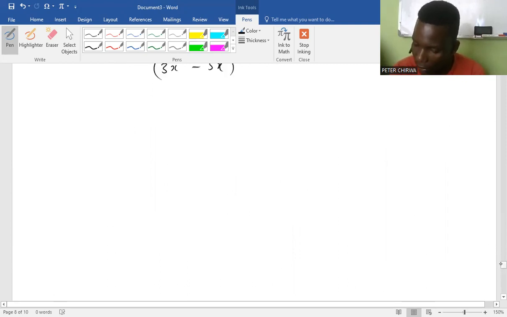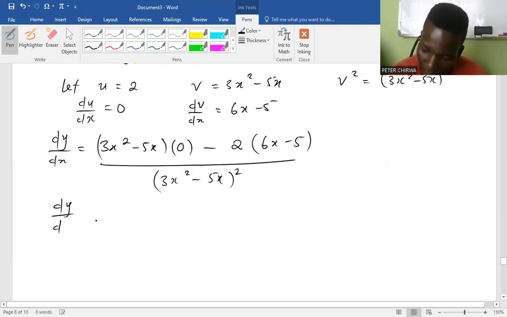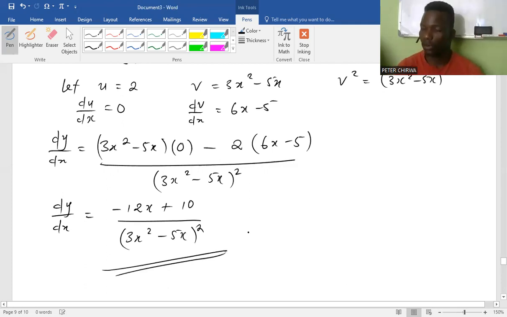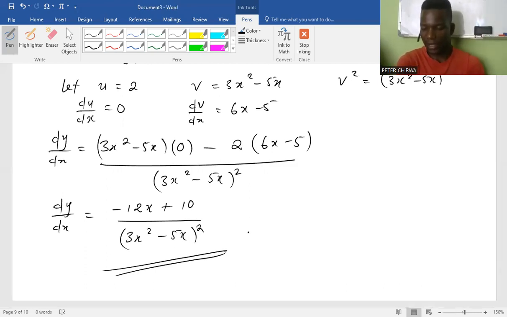So the second part is going to give us 0, and then we're going to have the remaining part over the denominator to the power 2. So that is how you get to use the quotient rule. Okay, so this is how it is, and that is how you get to use the quotient rule.